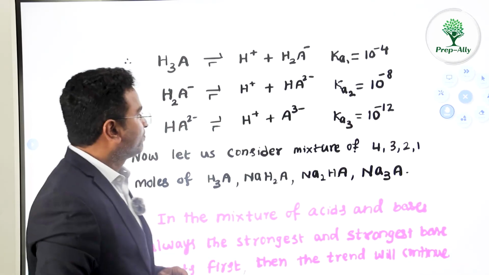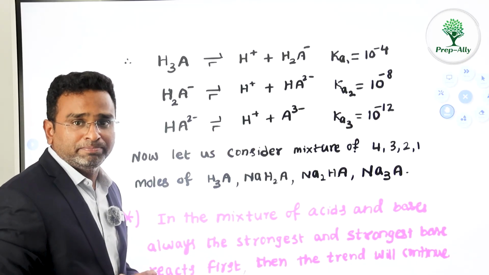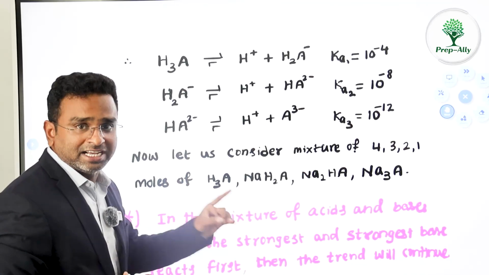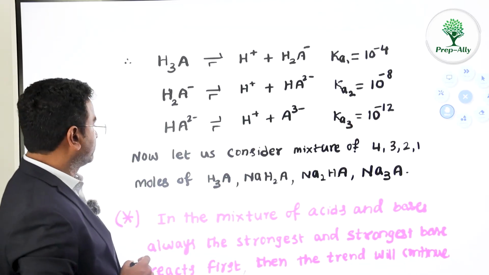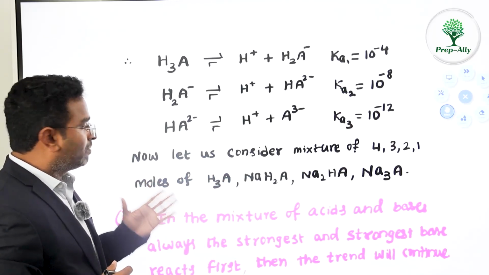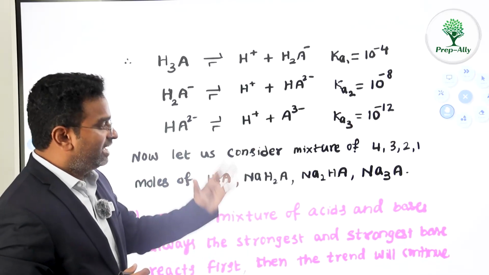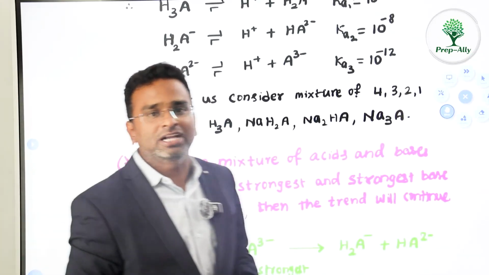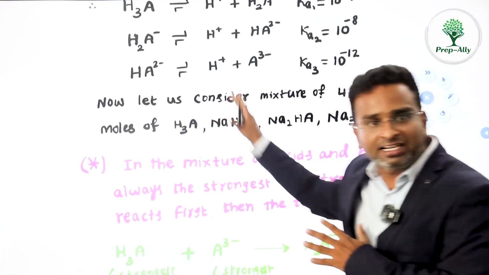Right? Now, Ka1, Ka2, Ka3 we have already determined by using the pH metric curve. First acid dissociation constant 10 power minus 4, second 10 power minus 8, third 10 power minus 12. Now let us consider the mixture of 4, 3, 2, 1 moles of H3A, NaH2A, Na2HA, Na3A. Right? Now, before solving this, I would like to give one important concept, which is the soul of this entire concept.